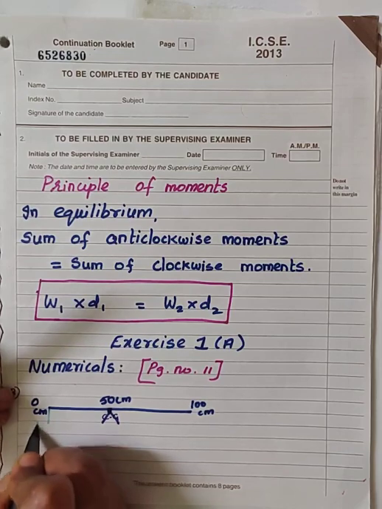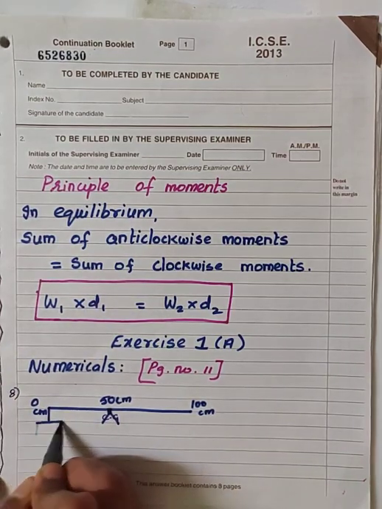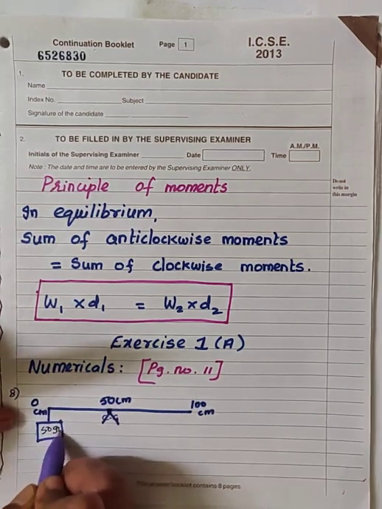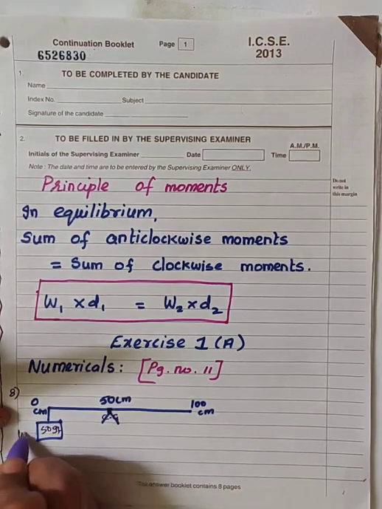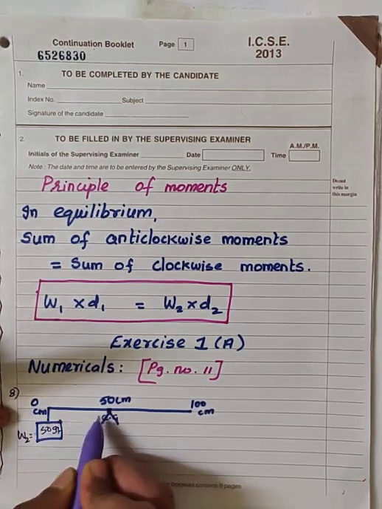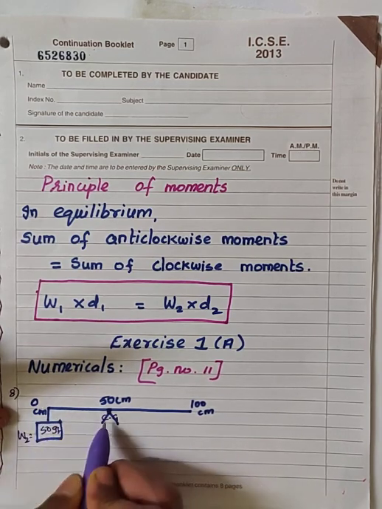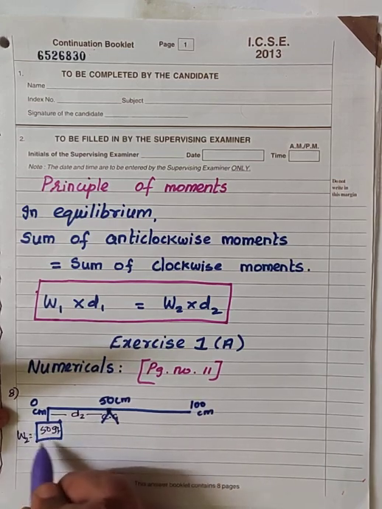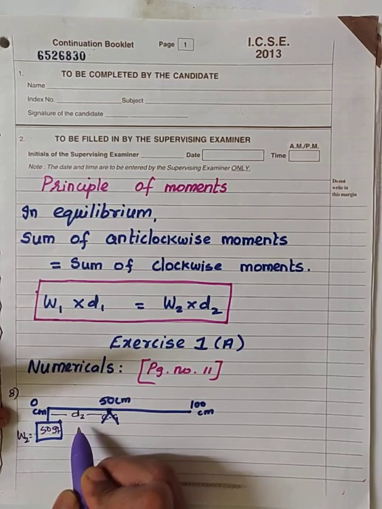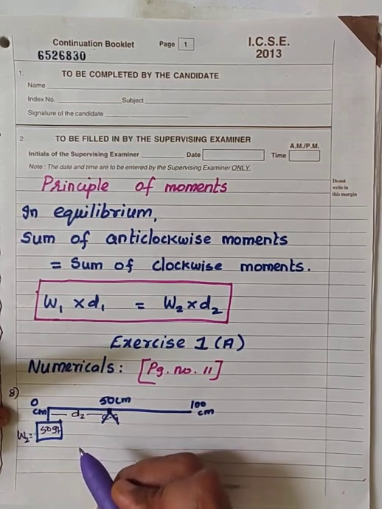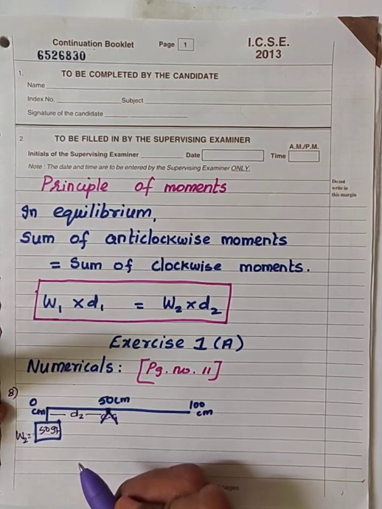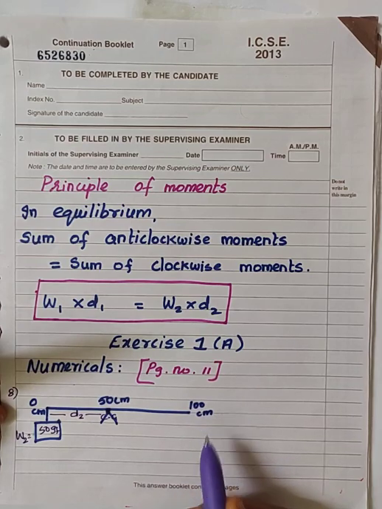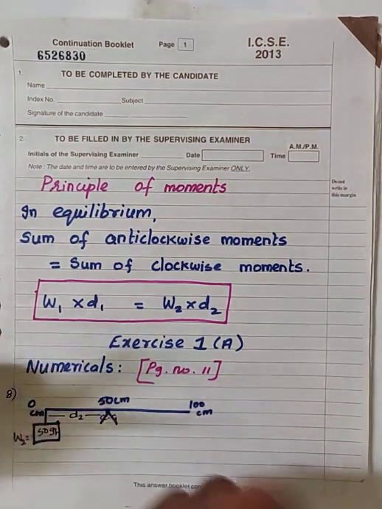I take this end. Here, you are suspending a weight of 50 gram force. And this I take as weight W2. Then the perpendicular distance between the line of action of this force and the pivoted point, I take as D2. Since the weight is W2, the perpendicular distance between W2 and the pivoted point is D2. And you are asked to calculate where the weight of 100 gram force should be suspended to keep the rule horizontal, in order to maintain the rule in the equilibrium position.